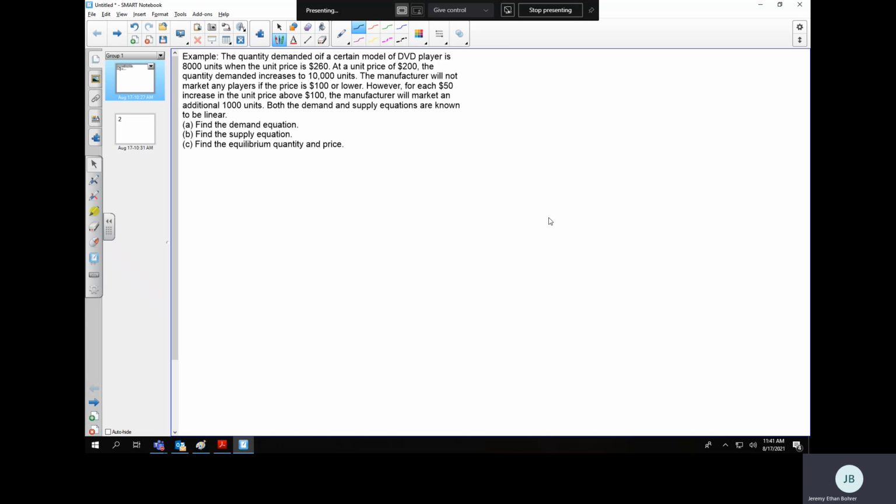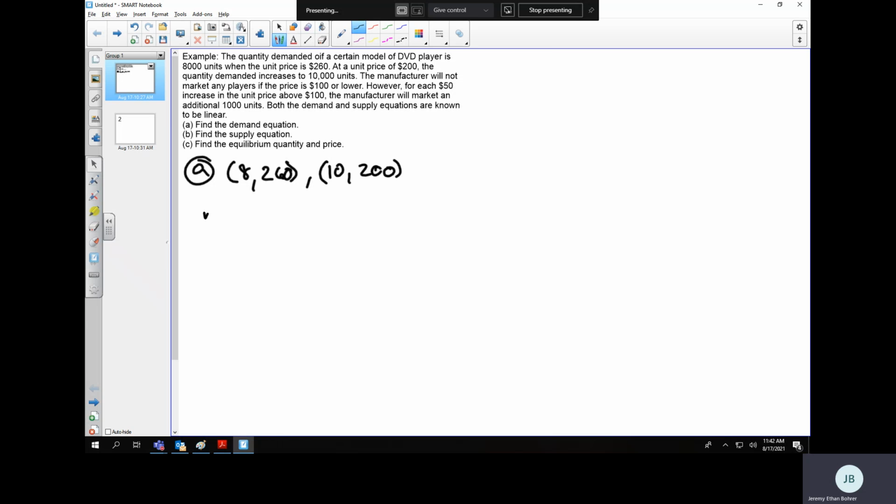So first we're going to find the supply function, the demand equation rather. So for this we have 2 points. In particular, we have the point (8, 260), where 8 represents 8,000 units and 260 is the price in dollars. And we also have (10, 200), because according to the second line here, at a unit price of $200, the quantity demanded increased to 10,000 units.